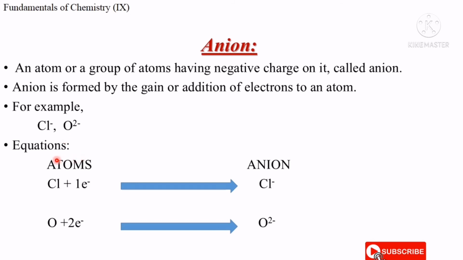Now we have some equations showing how atoms convert into anions. When a chlorine atom gains one electron, the chloride ion is formed. In the same way, when oxygen gains two electrons, it forms an anion, that is oxide.